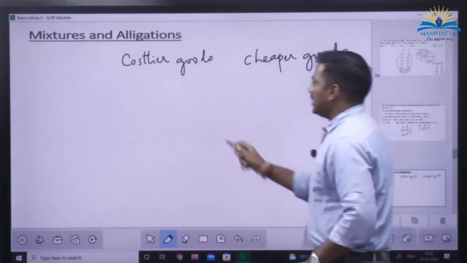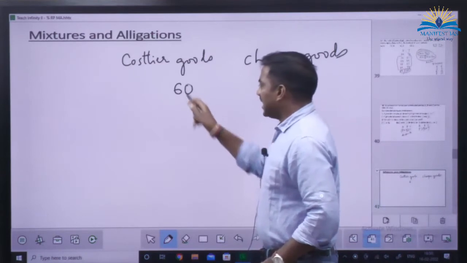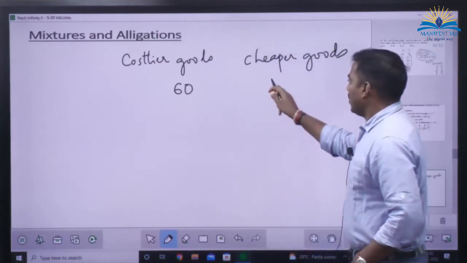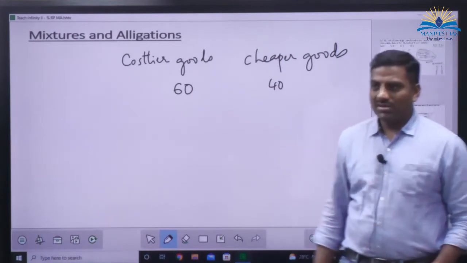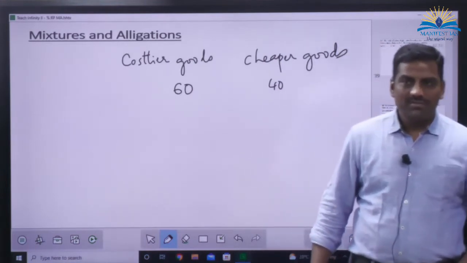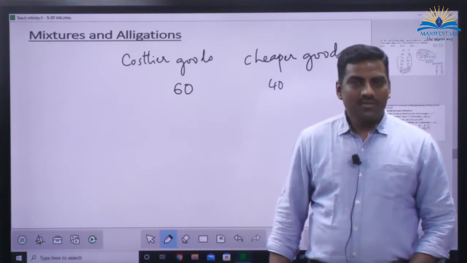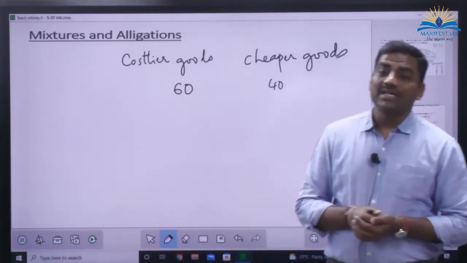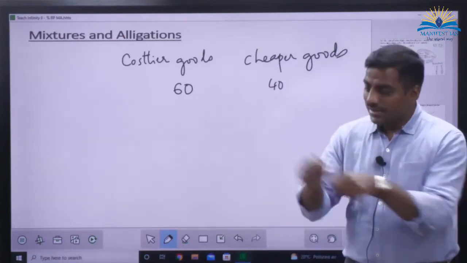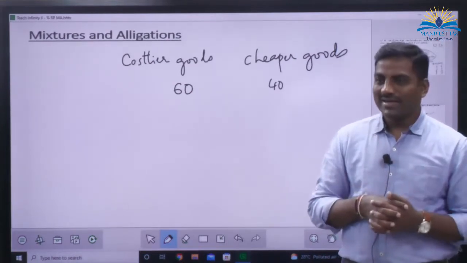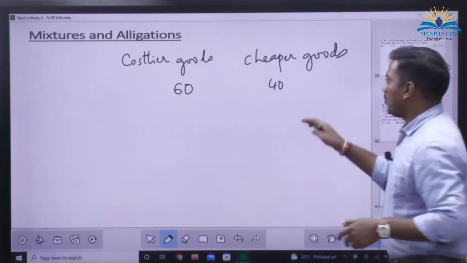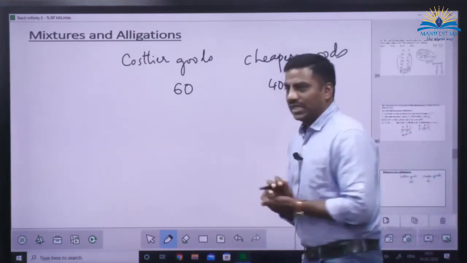For example, there is 60 rupees a kg rice and there is 40 rupees a kg rice. You don't make out which is better, which is not. Yes. So you will say 2 kgs of rice. You will go inside and give. Will you check with some meter there? Nothing, right? Yeah. So 60 rupees rice is this and 40 rupees rice is this.